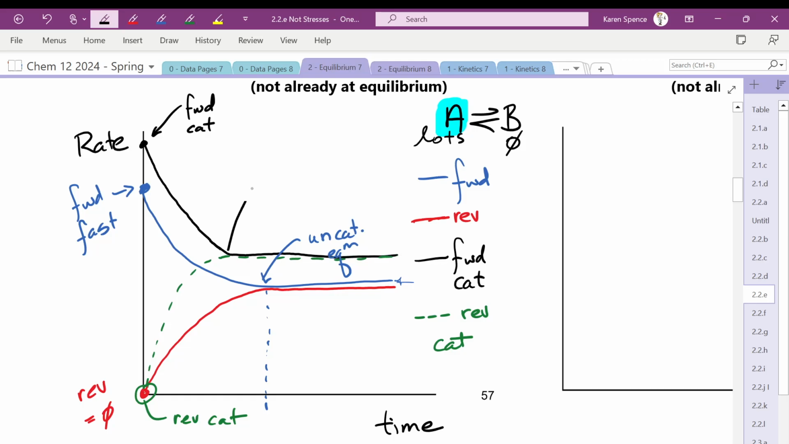Right, because here we have reached catalyzed equilibrium. Are you ever going to have to draw this graph? No. To be honest with you, no. But it gives you an idea of what's going on, okay?